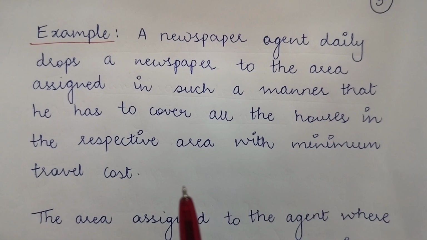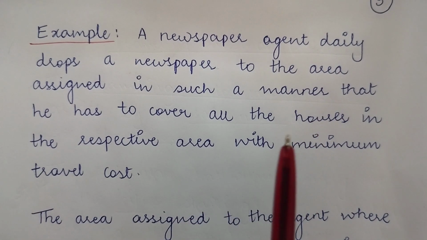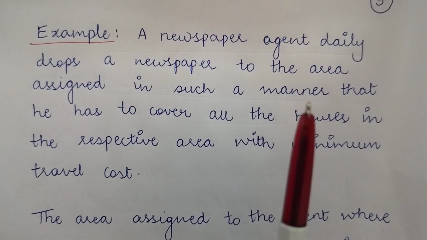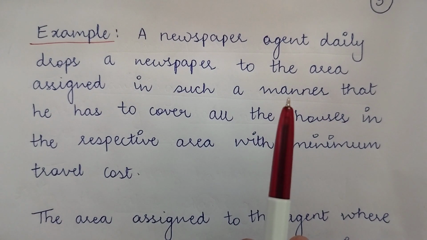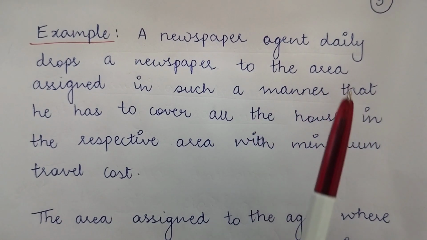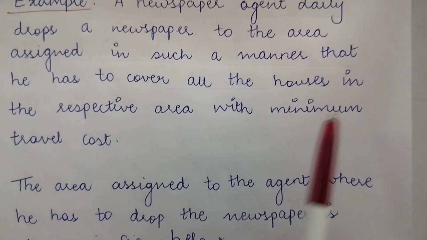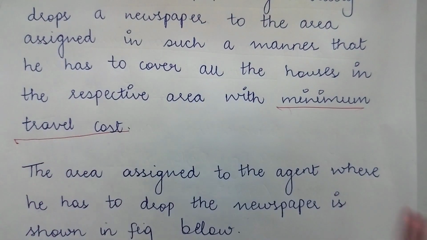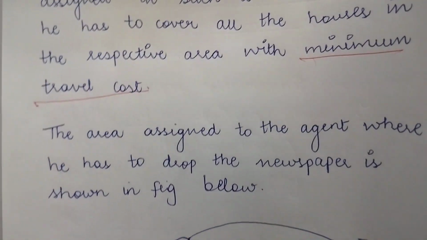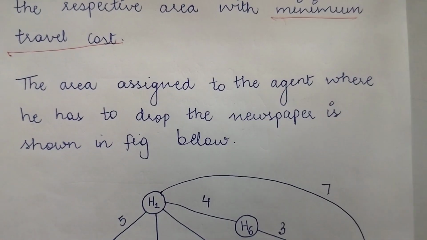He starts from a particular location and ends at a particular location, and from there he comes back to the location from where he started. He has to cover that entire area, or all those houses assigned to him in that area, with minimum travel cost. So basically the intention here is to minimize the traveling cost. So how would you do that?